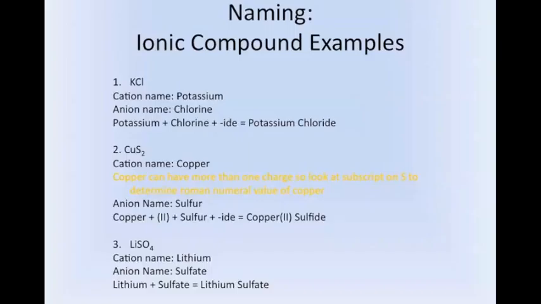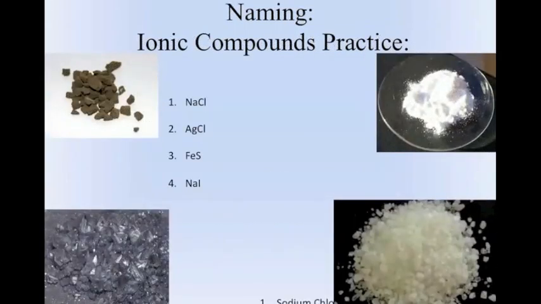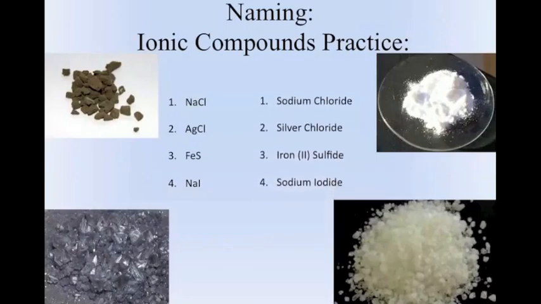LiSO4: the cation name is lithium, which comes from Li+, and the anion name is sulfate, which comes from SO4-. So lithium plus sulfate equals lithium sulfate. So this is naming ionic compounds practice. You should pause the video now and try to solve these for yourself.